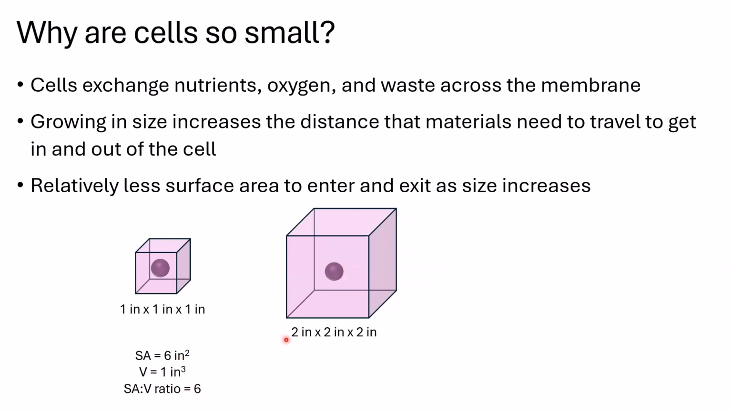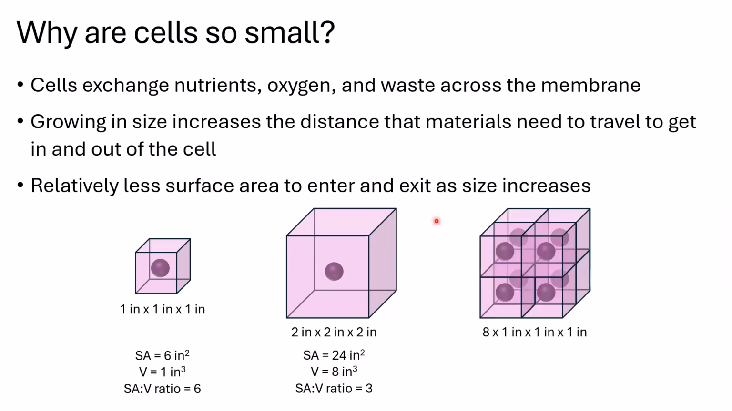Now let's look at the 2-inch cube. The surface area is 24 square inches, which is larger overall, but since the volume is now 8 cubic inches, the surface area to volume ratio is now only 3. A lower surface area to volume ratio means that exchange of materials across the membrane is less efficient.